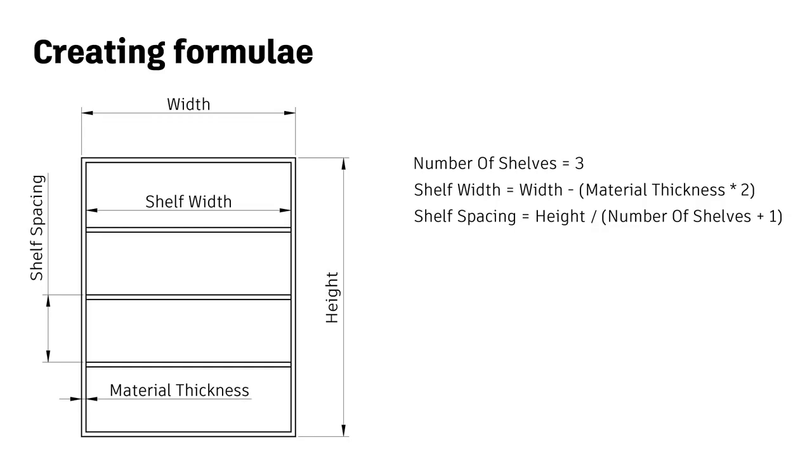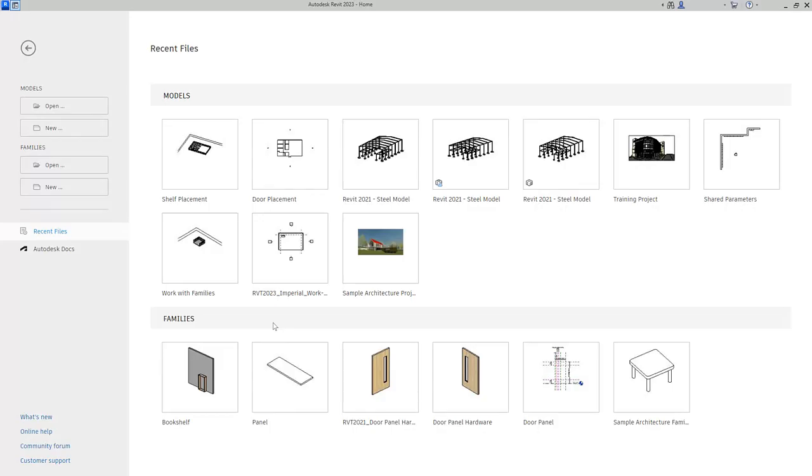The brackets within the formulae control the order of calculation. So in the example of the shelf width, the material thickness is multiplied by 2 and then the width is subtracted. We'll begin by opening the family.